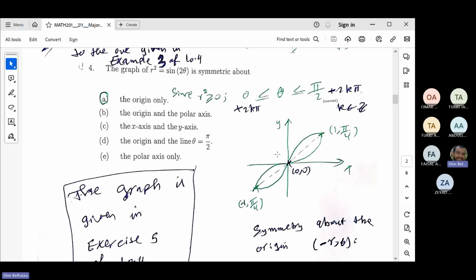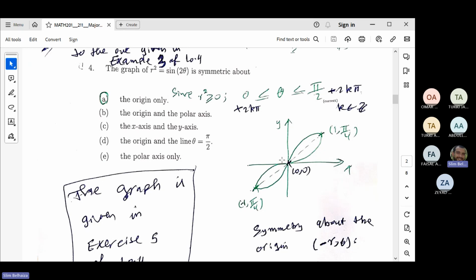So if you go from 0 to pi over 4, you'll go this way. You reach this point at pi over 4 because you'll have sine of 2 times pi over 4, which is sine of pi over 2, which is 1. So r squared is 1. There are two possibilities here. Either you are here, so r is 1, or r is equal to -1. So it will be on the other side, symmetric with respect to the origin.